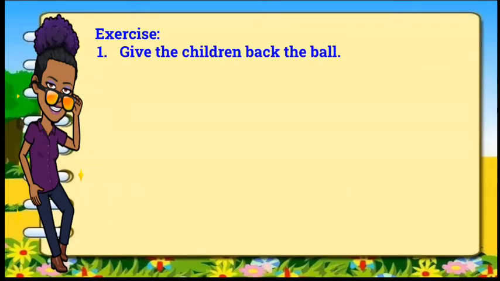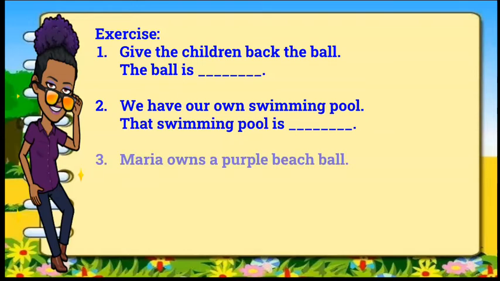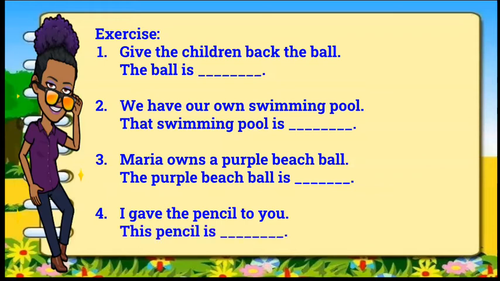We have a short exercise. Give the children back the ball. The ball is... We'll do the sentences and then come back to the answers. We have our own swimming pool. That swimming pool is... So we're going to think about the answers when we get back. Maria owns a purple beach ball. The purple beach ball is... I gave the pencil to you. This pencil is... So let's go back to number one.